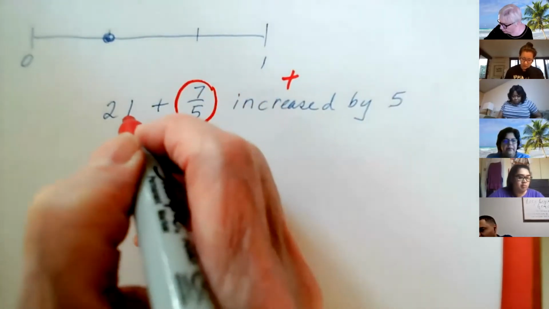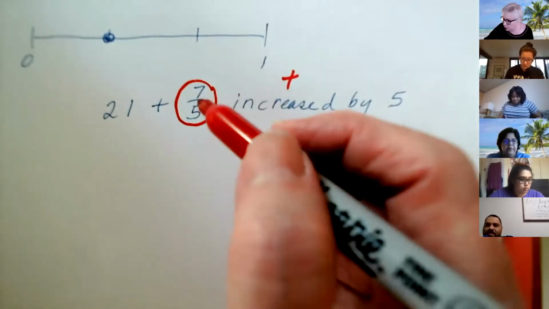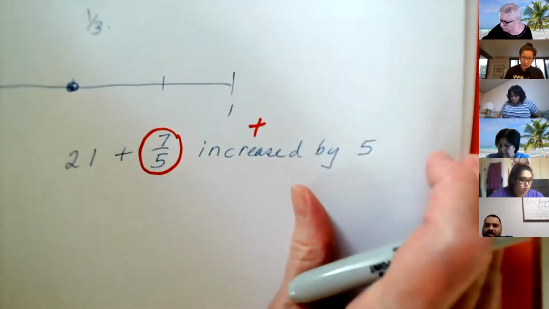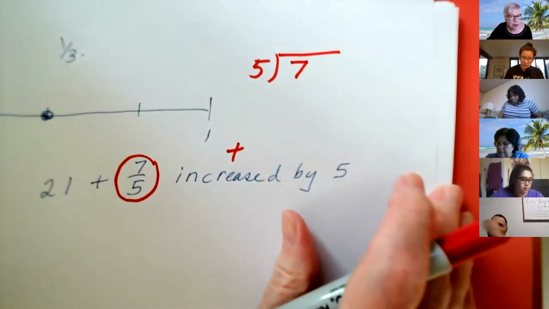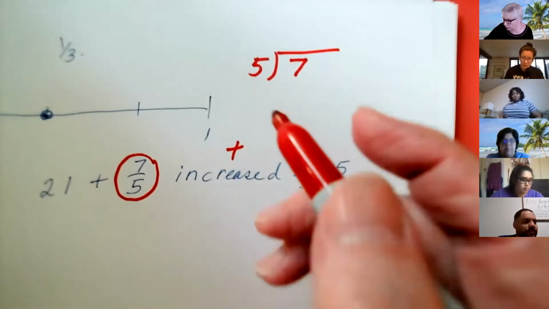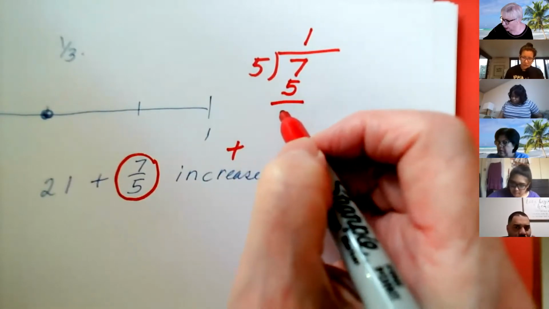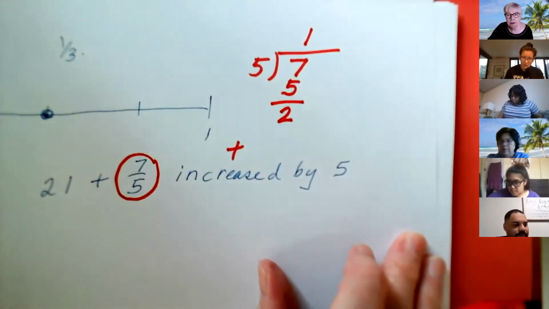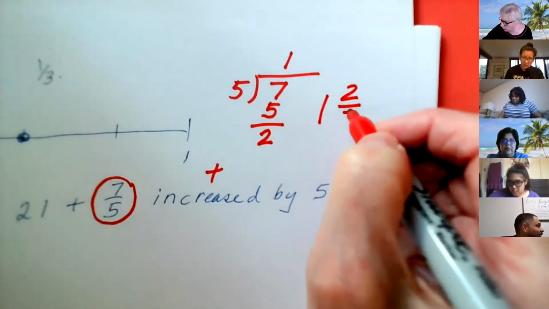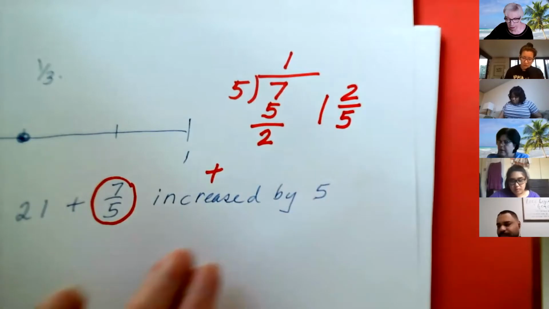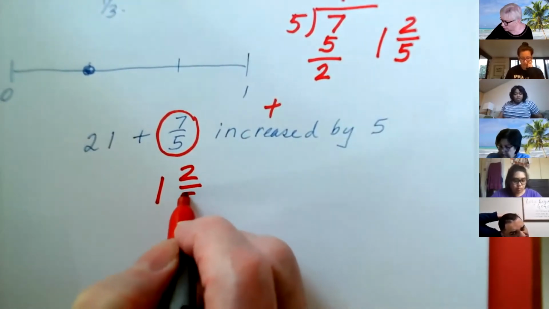This here probably could be made a mixed number. And so 7 divided by 5, you can do it in your head or you can do it on paper. 5 into 7 is 1. 1 times 5 is 5. 2 is left over. So the answer is 1 2/5. So I'm going to write this 1 2/5.